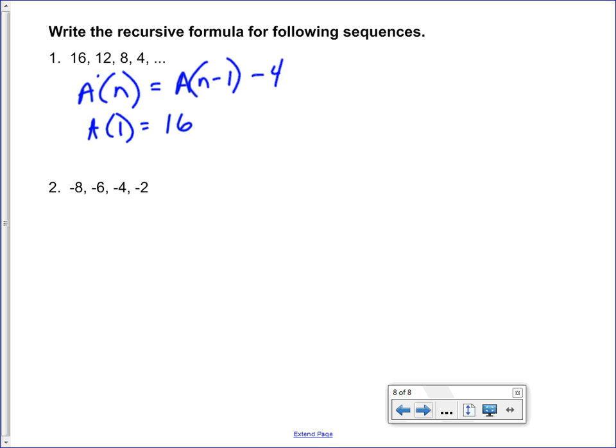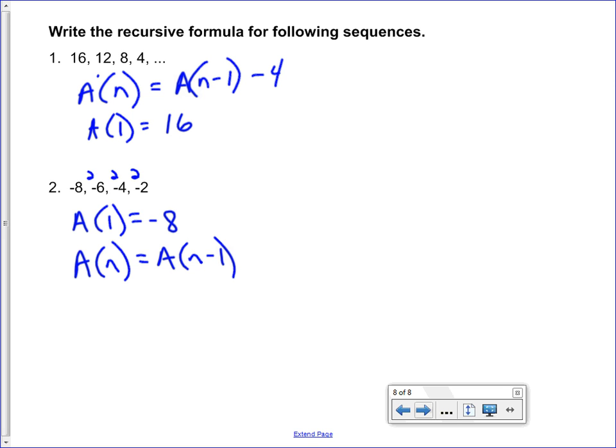Okay, you could write it the other way as well. In this case, you could say that the first term is negative 8, and then any term after that is equal to the previous term. And let's see what the pattern here is. We increase by 2, increase by 2, increase by 2. So it would be the previous term plus 2.